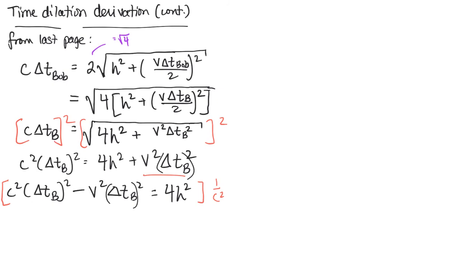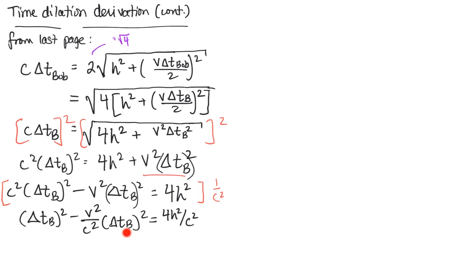And so that's going to be a c squared over c squared, which just gives us 1. So the first term is just delta t_B quantity squared. Then the second term here is going to be a v squared divided by c squared, also multiplying delta t_B squared. And then the final term, the term on the right-hand side, is 4h squared over c squared. Okay, now we're really close.